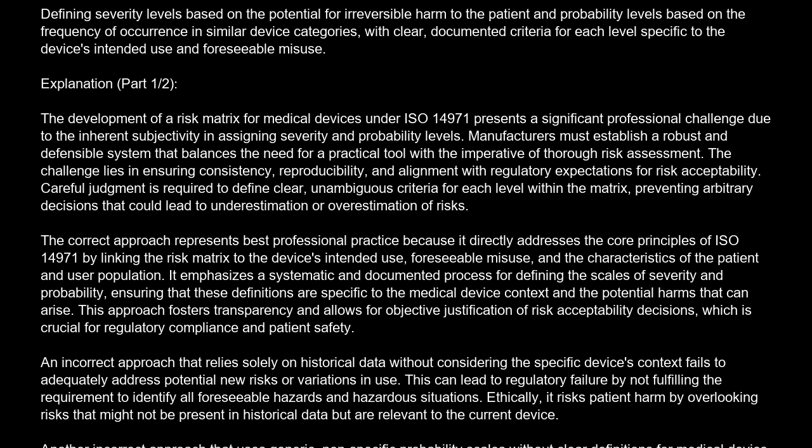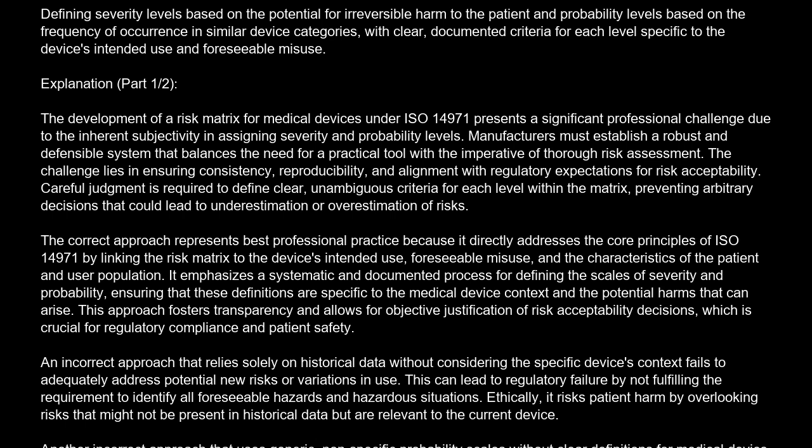Explanation. The development of a risk matrix for medical devices under ISO 14971 presents a significant professional challenge due to the inherent subjectivity in assigning severity and probability levels. Manufacturers must establish a robust and defensible system that balances the need for a practical tool with the imperative of thorough risk assessment. The challenge lies in ensuring consistency, reproducibility, and alignment with regulatory expectations for risk acceptability. Careful judgment is required to define clear, unambiguous criteria for each level within the matrix, preventing arbitrary decisions that could lead to underestimation or overestimation of risks.